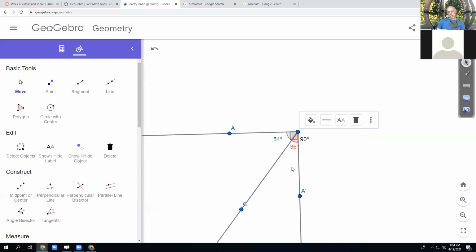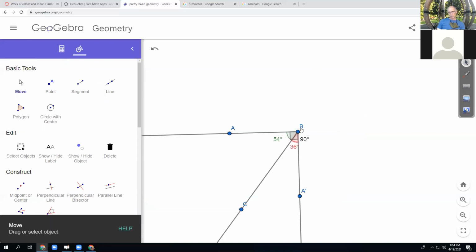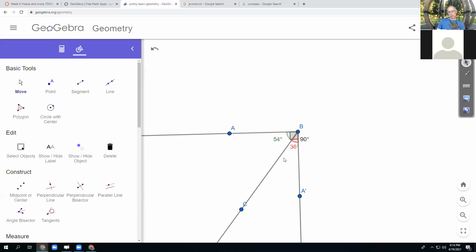So it was designed, right, because I put this out of the way. I put this ray BC right through that 90-degree angle. So the two angles it split had to add up to 90. And if we move point C, what we'll get is a different variation on it. So 54 and 36 are supplementary angles because they add up to 90.